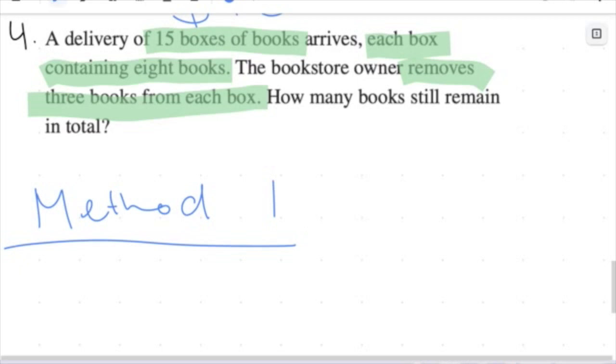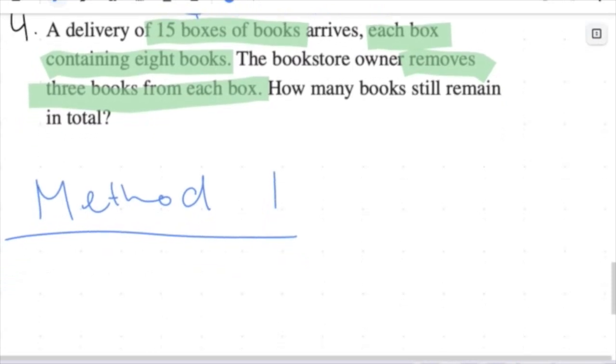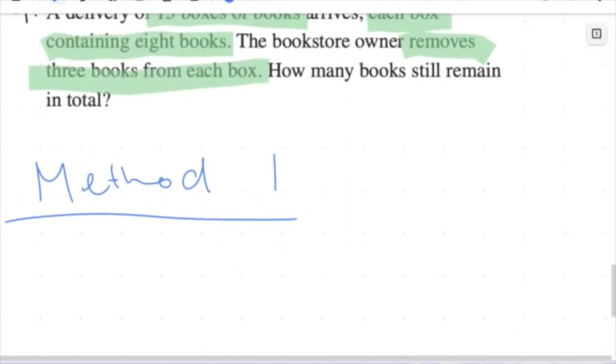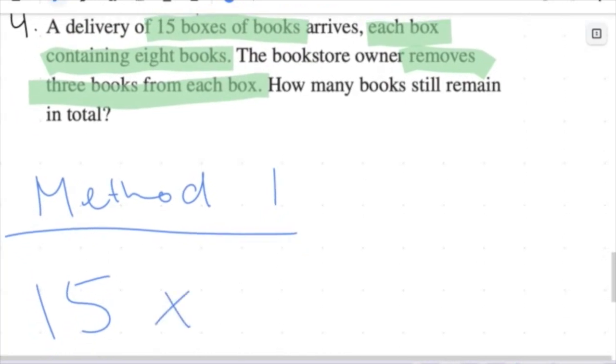So, first of all, I have 8 books in each box. So that means I have 8 groups of books for my 15 boxes. So if we lay out our working out, I have 15 boxes and I have 8 groups of books there.